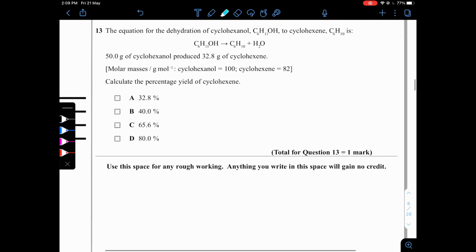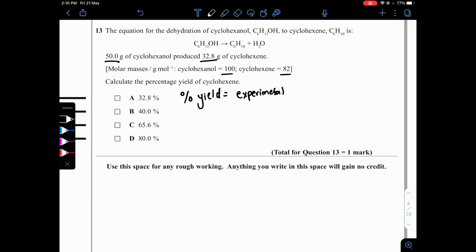Okay, question number 13. The equation for the dehydration of cyclohexanol to cyclohexene is given by this. They tell us that 50 grams produces this much, and that the molar masses of cyclohexanol is 100 and cyclohexene is 82. So we need to work out the percentage yield. How do you work out a percentage yield? It's our experimental value that we get, divided by the theoretical answer we should get, times by 100.